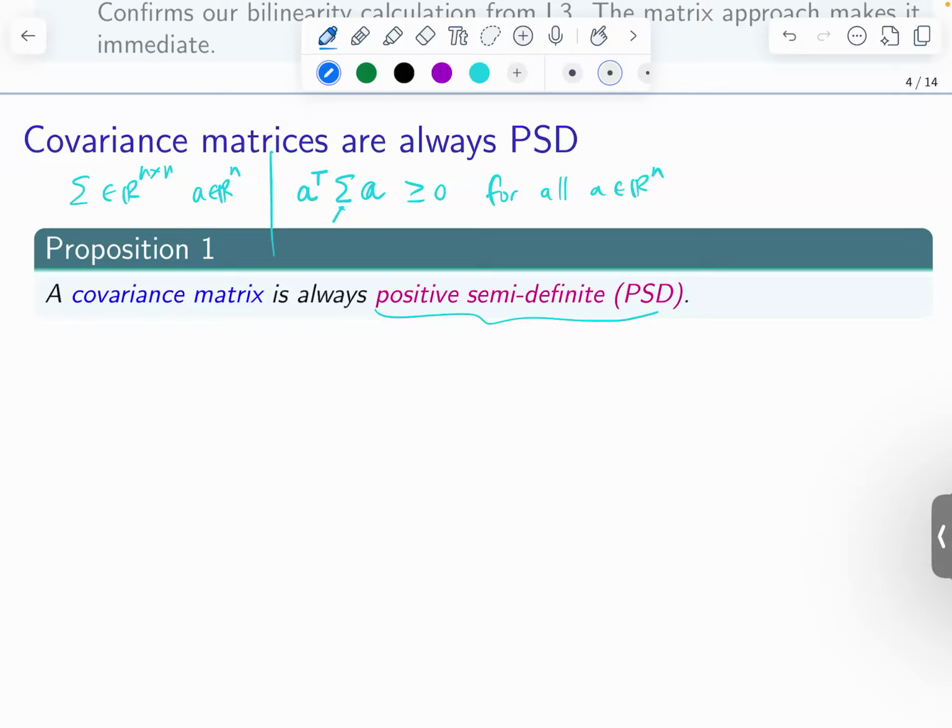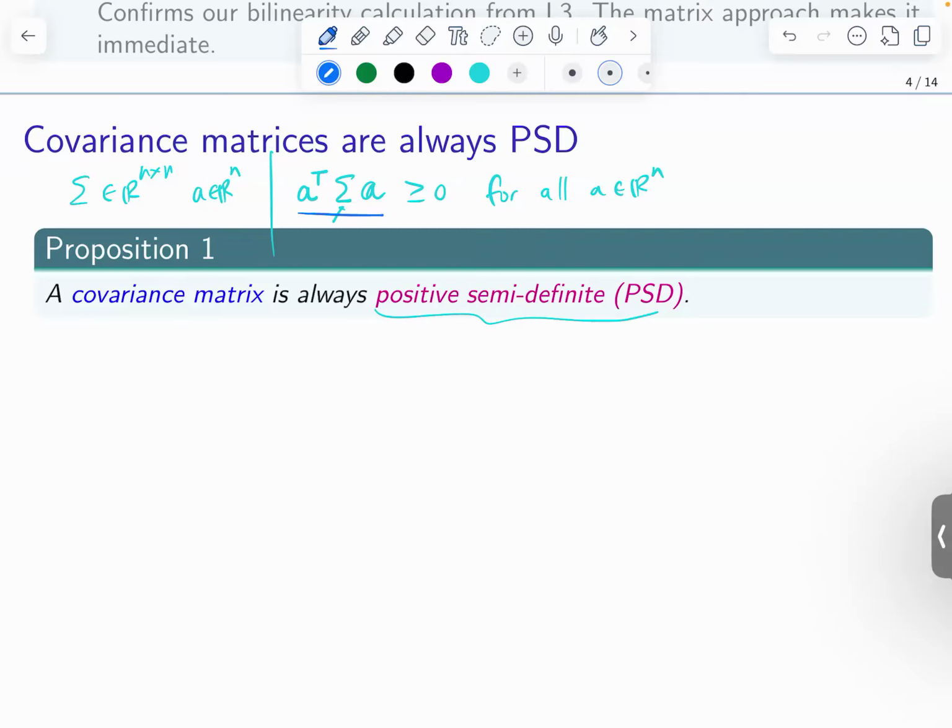Okay, that's the property. It is like being non-negative for scalars, but for matrices. It is more sophisticated than, for example, having coordinate-wise non-negative entries. So it doesn't mean that all the entries are non-negative. I emphasize this: a positive semi-definite matrix can have negative entries. What it means is this quantity is non-negative. So if you form A transpose sigma A, this is always non-negative.